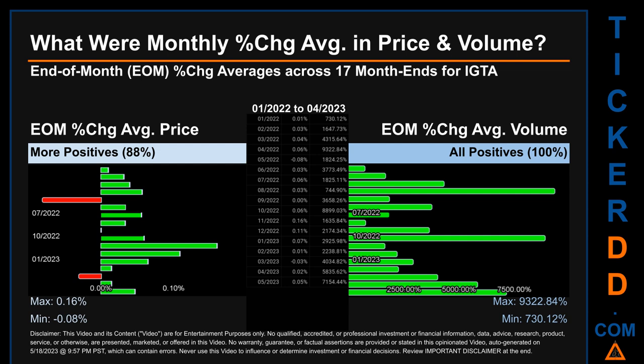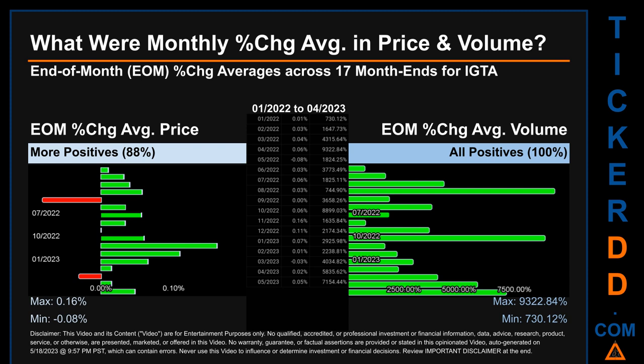What were end-of-month percentage change averages in price and volume for IGTA? The monthly average of percentage change in price and in volume were calculated for each of the 17-month ends. That calculation took daily percentage changes and averaged them for each given month. If a month end came out negative, then it means that the month summarily saw a negative change.